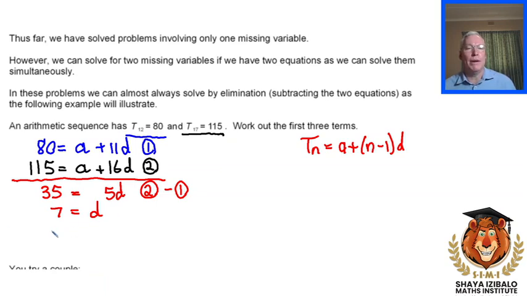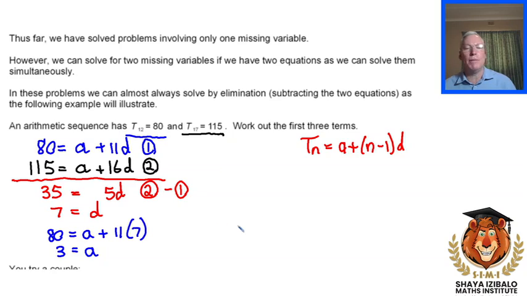So I'm going to go back to the blue pen here. So 80 is a plus 11 lots of 7. Now 11 lots of 7 is 77. So if we subtract 77 from both sides, we get that a equals 3. All right. And so in fact, this sequence is 3, and then, because remember we need to check, have we answered the question? Work out the first 3 terms. No, we haven't actually finished.